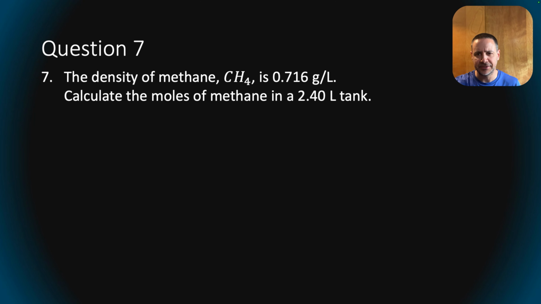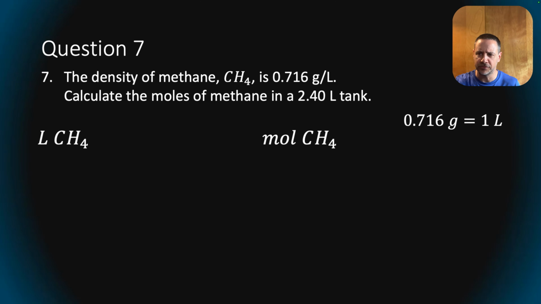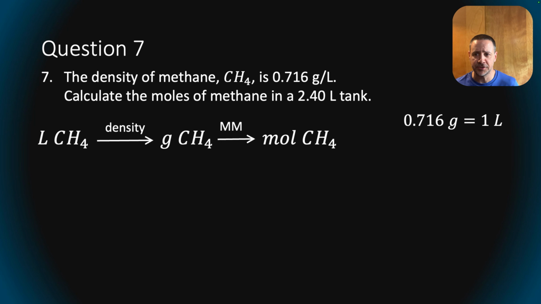I'm given the liters of methane, CH4, and asked to find the moles. Density is the new thing here. The units on it are grams per liter. That indicates that I can rewrite this as this equivalent statement. Ooh, that means I can use density to convert from liters to grams. That'll be my first step. Once I have grams, I can use the molar mass of CH4 to convert into moles. Capital MM is the standard abbreviation for molar mass, by the way.